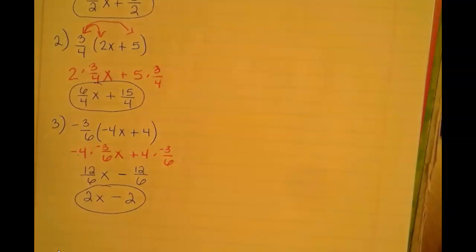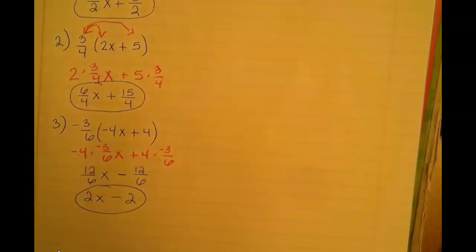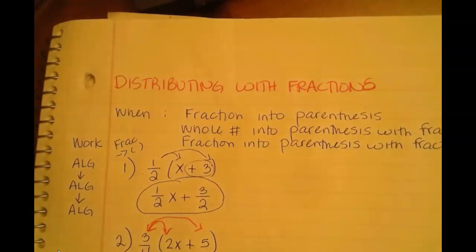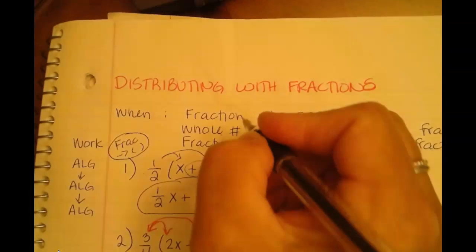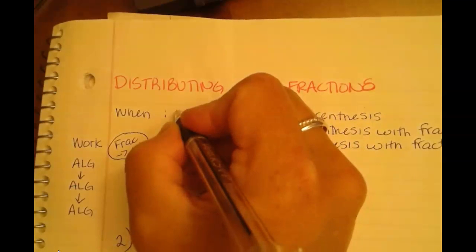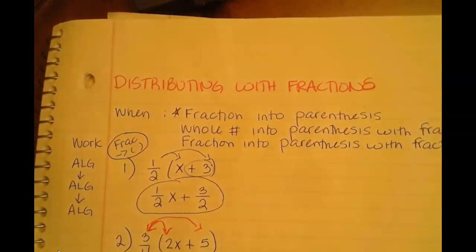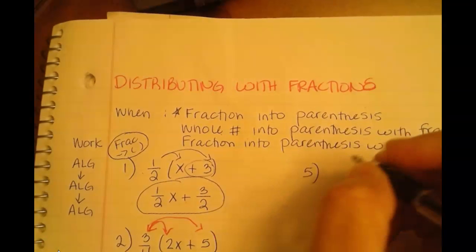Okay, so those were all the ones that were distributing a fraction into the parentheses, right? So I didn't really give it a title here, but this one was a fraction into the parentheses. Sorry, you can't see that. I just put this little title here. This was our first iteration here, the fraction into parentheses. Now we're going to do whole number into parentheses with fractions, and we've just got a couple more examples and we're going to be done.